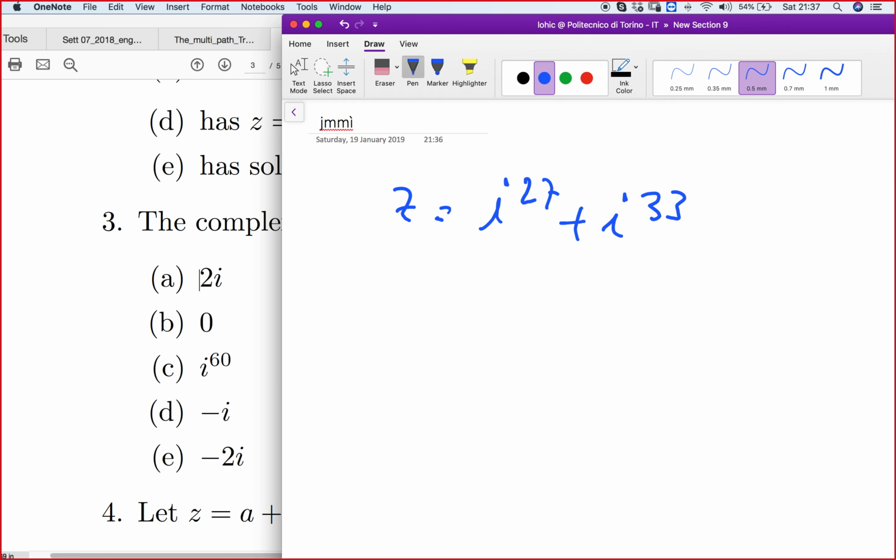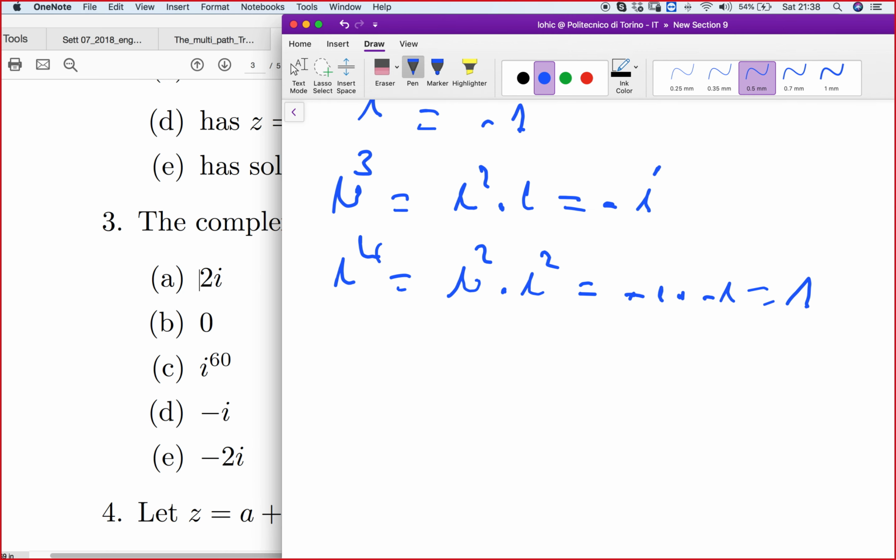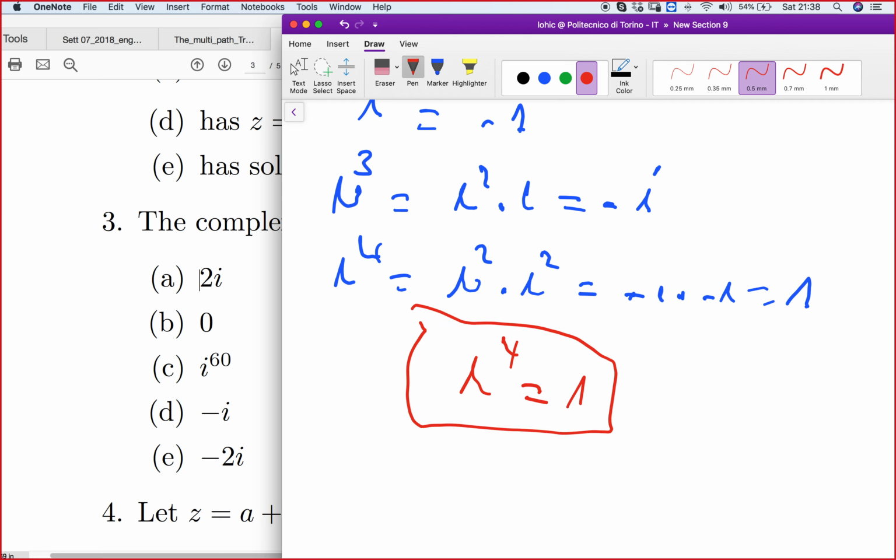Now I remind you that i squared is equal to -1, so i cubed is i squared times i, which is just minus i, right? Now i to the power 4 means i squared multiplied by i squared, that is -1 times -1, equal to 1. So anytime you do i to the power 4, you have 1. Anytime you have this kind of exercise, you should keep this property in mind. This property is very important.